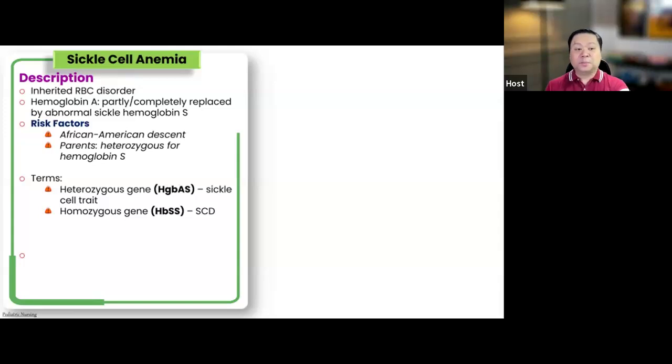Okay, so please take note of the homozygous gene HBSS. And then we have lastly the abnormal hemoglobin, which is the HGBS. And so here, at this point, the child is going to both have the trait and the disease. And so they are going to also manifest the sickle cell disease through their lifetime.